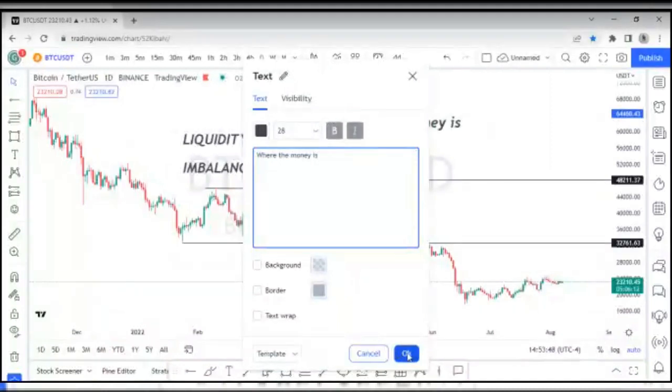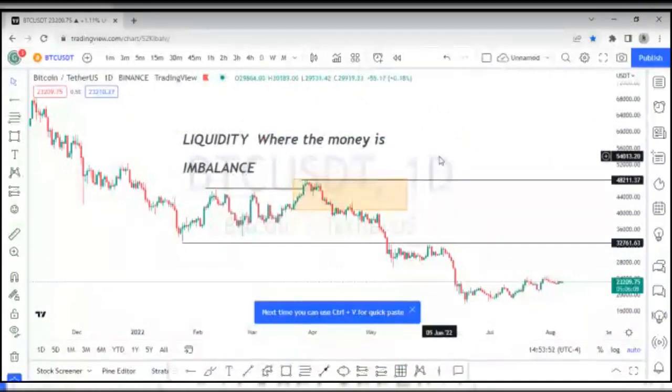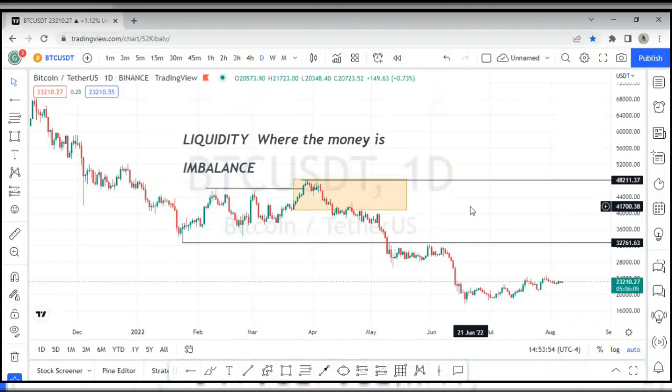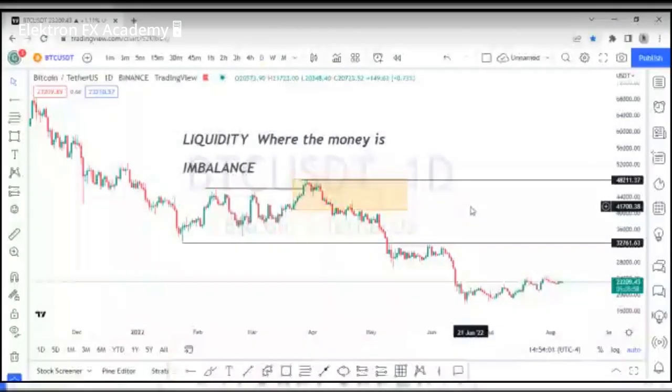And what I mean by where the money is, it means the places that people would want to get involved in the market. That is what liquidity is. Those places that people would want to get involved in the market. That is why we can classify liquidity as double tops, because people are taught that if the market first touch.